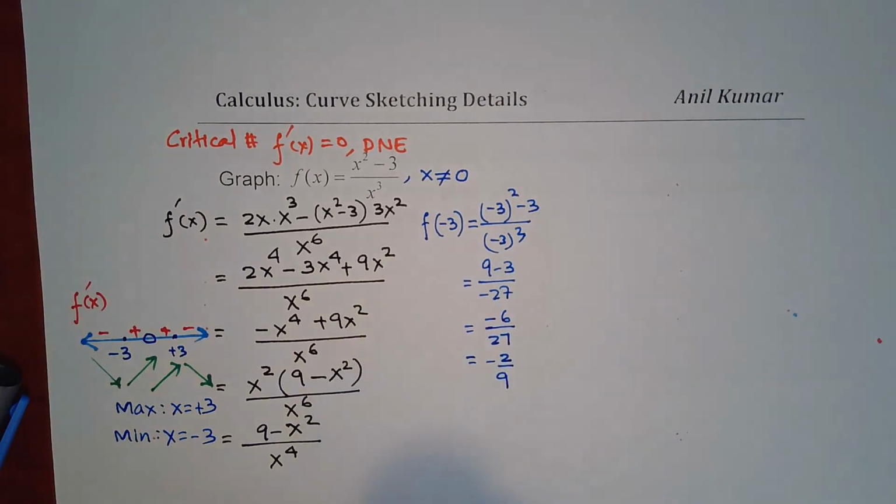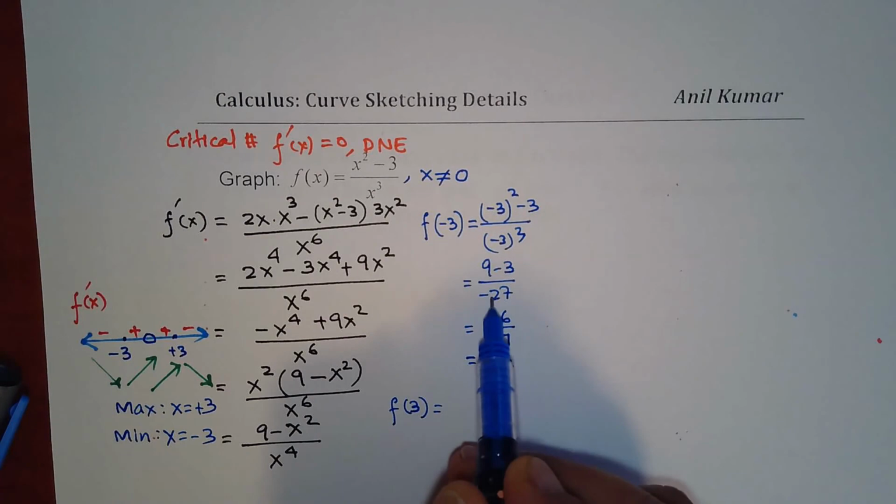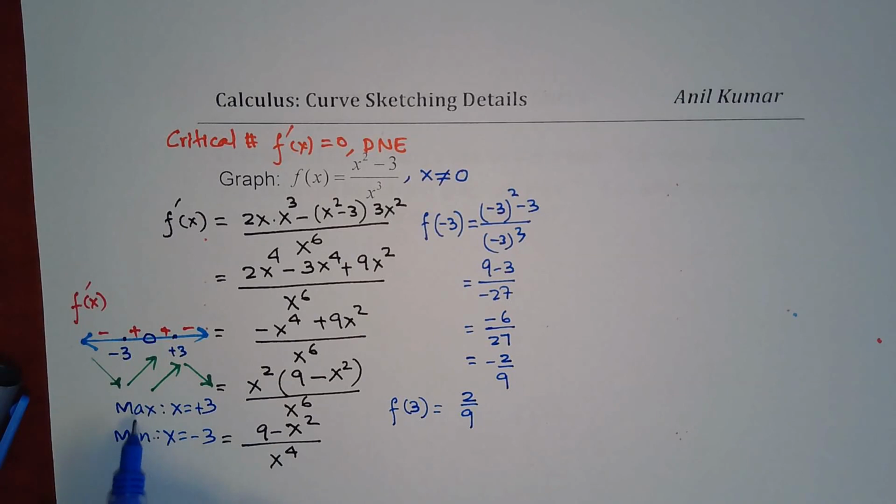Perfect. Now let's calculate the value for 3. If I write 3 here, this is again 9 minus 3, but this value is positive, right? So that will be positive 2 over 9. We can also derive the result from odd symmetry. So now we know that we have a maximum of 2 over 9 at x equals 3 and a minimum of minus 2 over 9 at x equals -3. Is that clear?